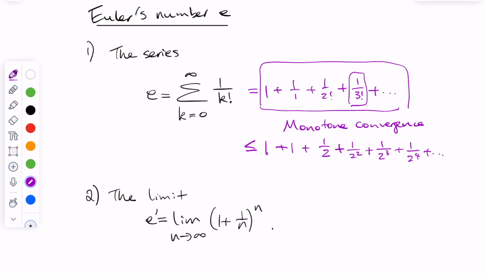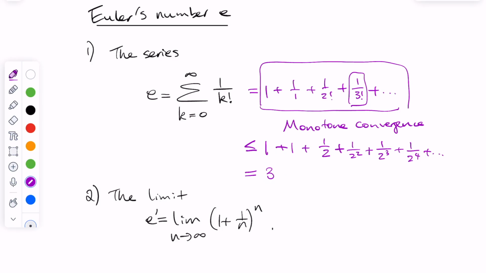So E is less than this infinite sum, but this infinite sum can be computed because we all know that 1 plus half plus a quarter plus 1 over 8 plus 1 over 16 and so on, that adds up to 2. So this is actually equal to 3. So that means this infinite series is bounded above by 3. Okay, so that's the first part of the monotone convergence theorem.